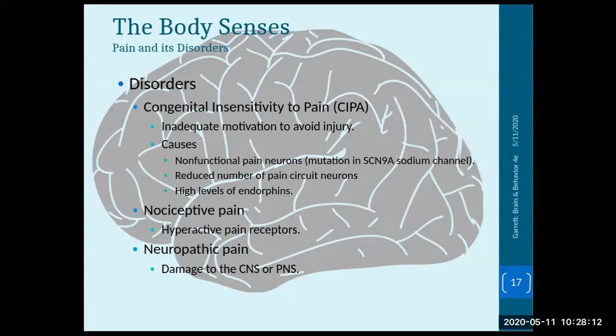So what are the causes of CIPA? Non-functional pain neurons. So there's a mutation in what's called the SCN9A sodium channel. So your pain neurons basically don't function at all. Again, sounds pretty cool. It's not, because you could be seriously hurt and never know it. It could be due to a reduced number of pain circuit neurons. So maybe there is pain, but you barely feel it. I know a lot of people that play sports may have this reduced number of circuit neurons or sensitivity.